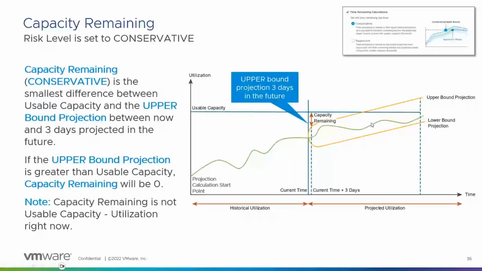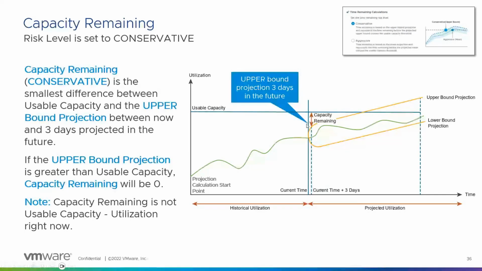So capacity remaining. This one can be somewhat confusing. It's important to understand that capacity remaining is based on a projection 3 days in the future. So it uses that projection, goes out 3 days, and then it looks at the difference between the upper bound and the usable capacity line. That tells me how much capacity I have remaining when I'm using conservative mode.